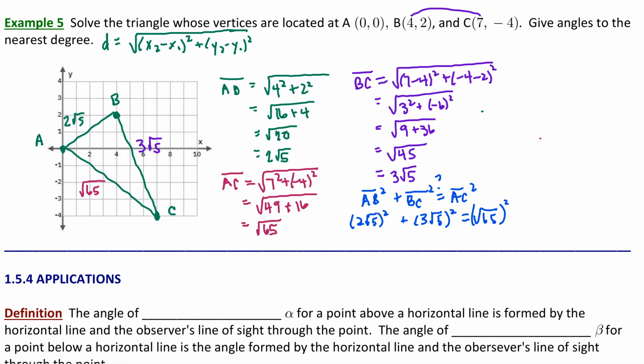So on this first term, 2 squared is 4. Square root of 5 squared is 5. So the squared value there is 20. Here we get 9 times 5, which is 45. And when we square the square root of 65, we get 65. 20 plus 45 is 65, so it looks like we have a right triangle. Since the 3 sides obey Pythagorean theorem, then we do have a right triangle.